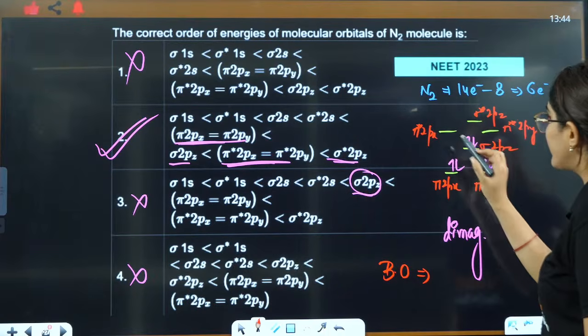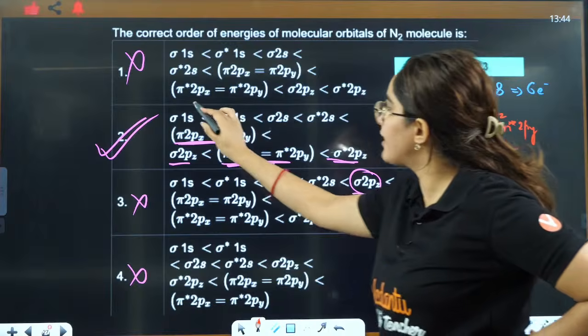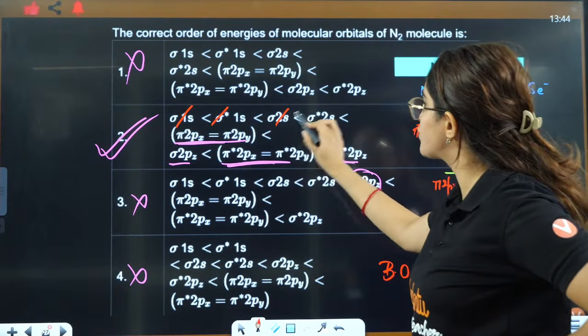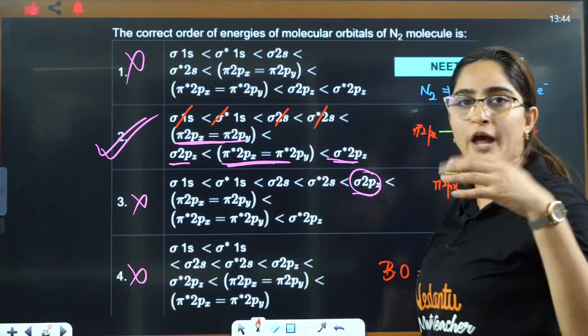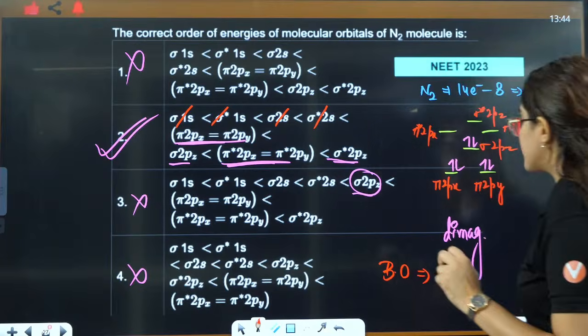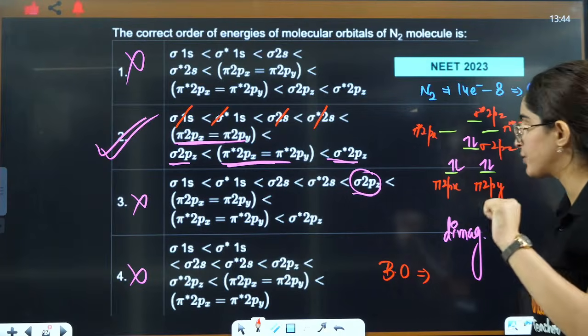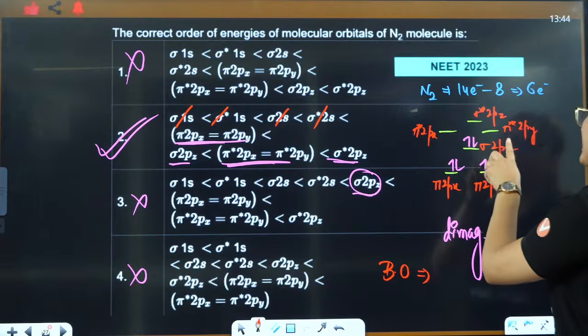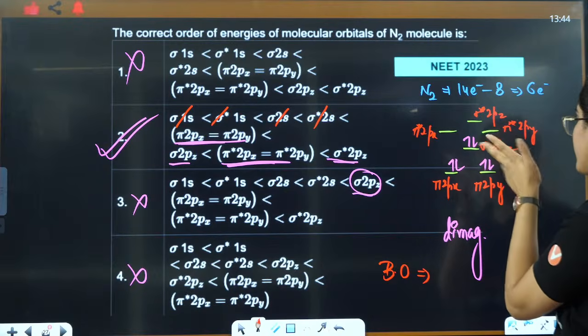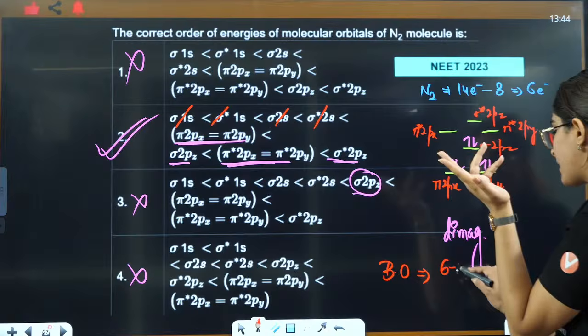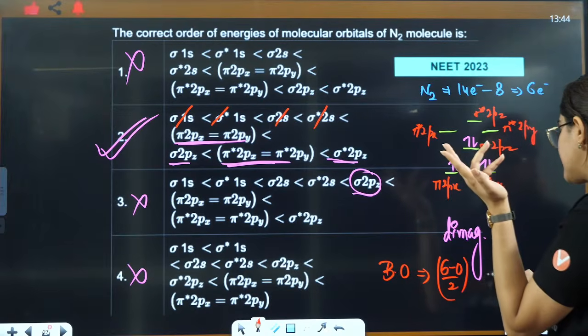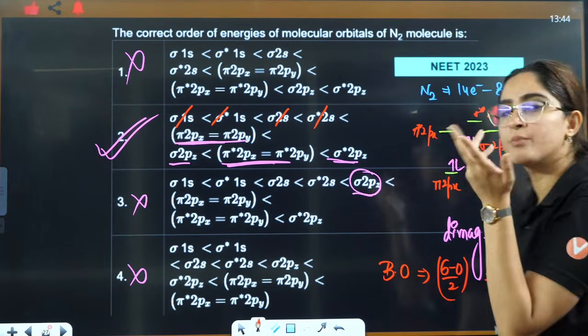See, always remember 1s and 1s will cancel, 2s and 2s will cancel. So you have to calculate them, right? For more than 8 electrons, you don't have to calculate. For this, how many anti-bonding? There is no anti-bonding, there is only bonding. So 6 minus 0 by 2, that is 3. So here the bond order is 3.